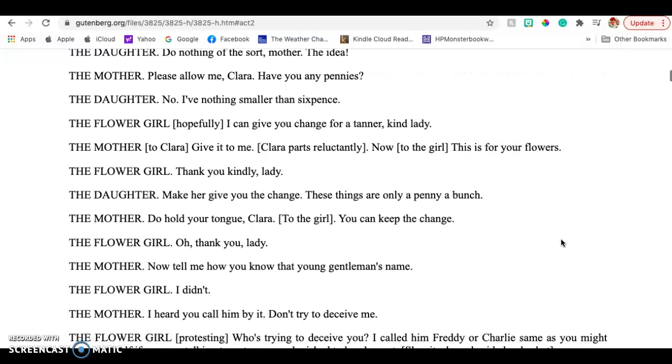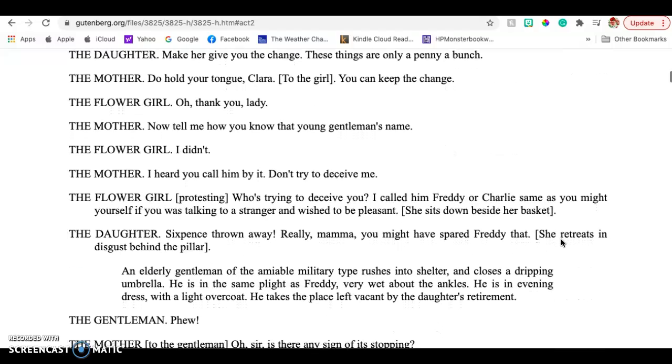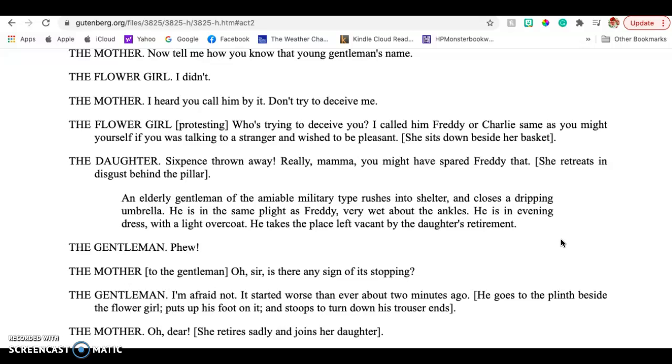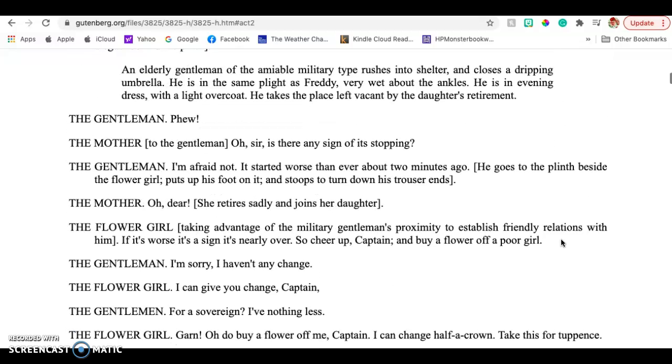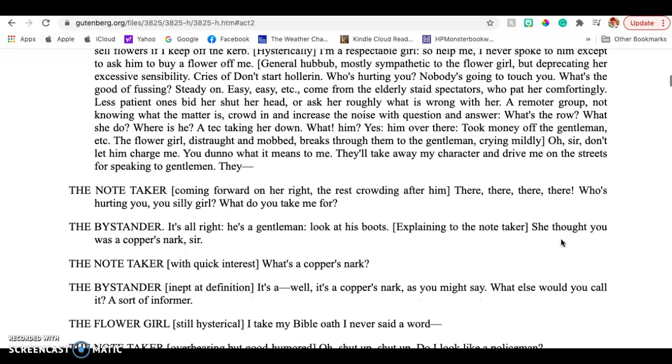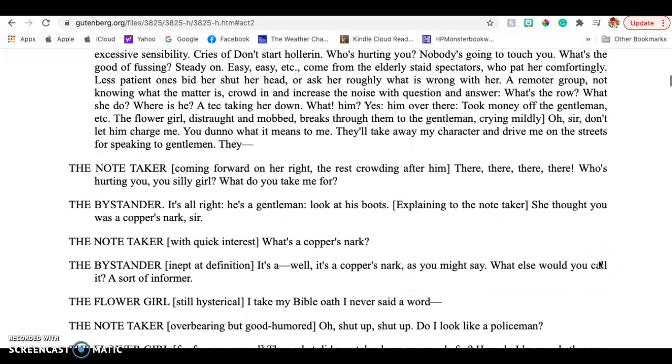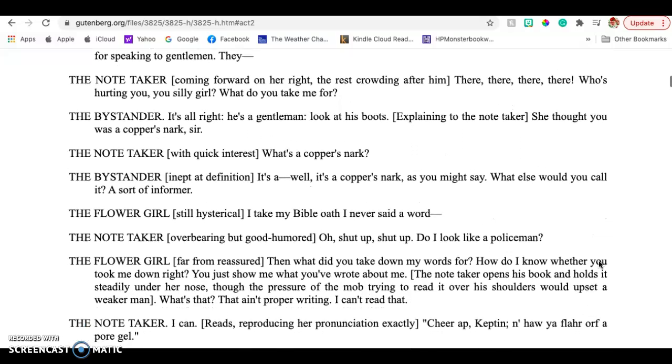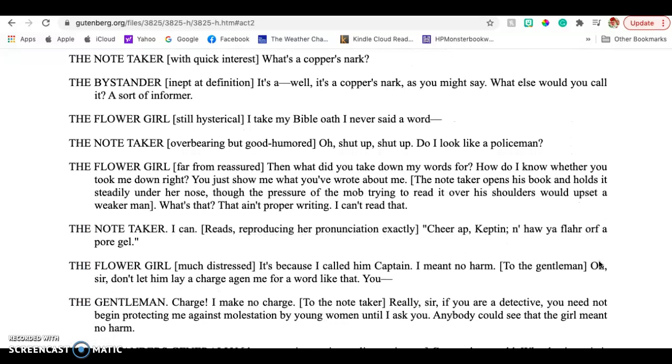So that's the fun thing about Eliza: she's a product of where she was raised. Really interesting though, she is literate. She can read, all right? And she gets kind of offended when the note takers are writing down all of her words. And there's this really cool section where they're saying, he's not a policeman, he's not going to turn you in.